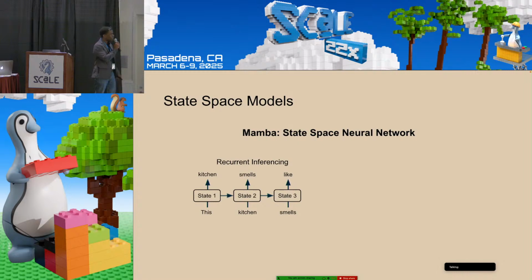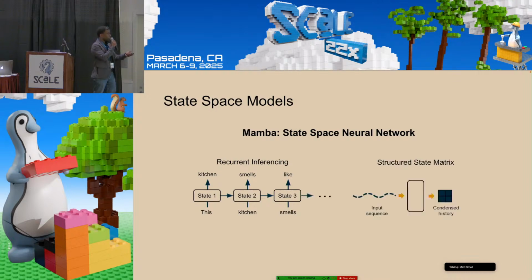recurrent inferencing. That means Mamba processes input unlike transformers, where it basically takes all the input tokens and processes them all at the same time. Mamba processes its inputs one step at a time. It's really similar to how we as humans read by absorbing words sequentially. This allows Mamba to update its state as new information comes in, which makes it much faster than transformers.